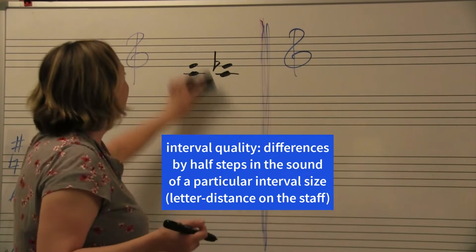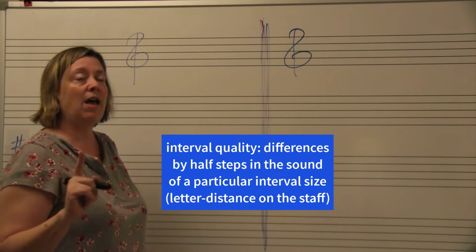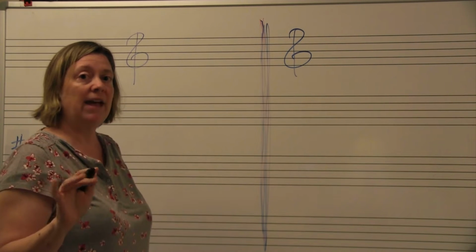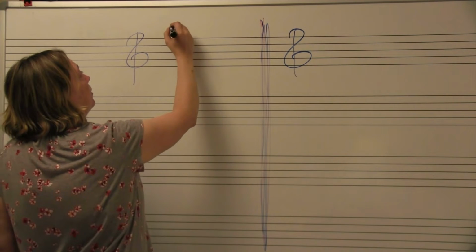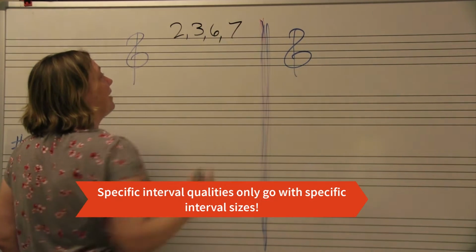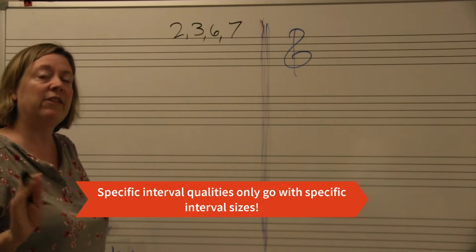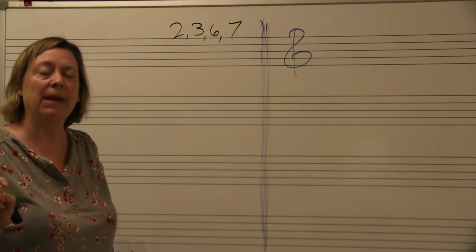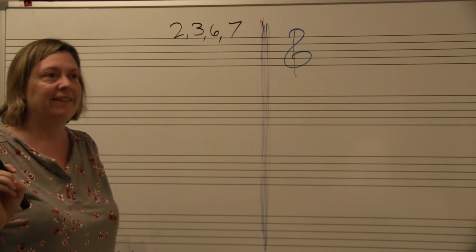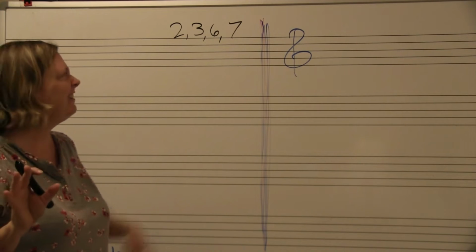So let's figure it out. Here is how we're going to look at it. First, we're going to take intervals that could be major or minor. And so we're only going to look at certain intervals: seconds, thirds, sixths, and sevenths. Those intervals can be major or minor. Other intervals will not be major or minor. Hang on, we'll get there. Stick with me on this.